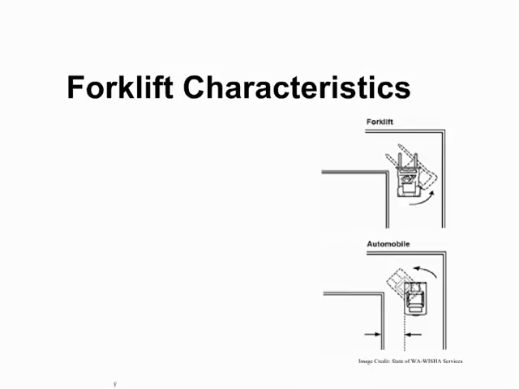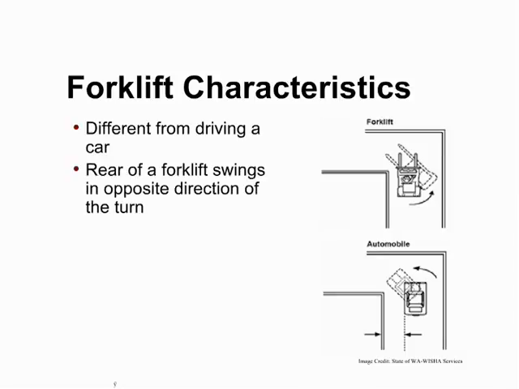Now, we'll review the basic characteristics of forklifts, especially the differences between a forklift and a car. Note that forklifts behave differently from cars in a number of important ways, especially in turning and when contacting objects. The rear of a forklift swings in the opposite direction of the turn. As the diagram shows, when turning left, the rear of the forklift swings to the right. That means anyone or anything on the right-hand side of the forklift will be hit.